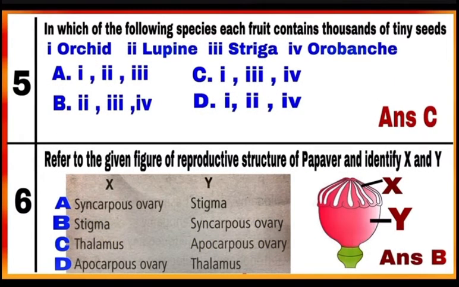Question number 5. In which of the following species each fruit contains thousands of tiny seeds? Option C is correct. 1 orchid, 3 striga and 4 orobanche. Their fruits have thousands of tiny seeds. Question 6. Refer to the given figure of reproductive structure of papaver and identify X and Y. Option B is correct. This figure is of multicarpellary syncarpous pistil of papaver, where X is stigma and Y is syncarpous ovary.